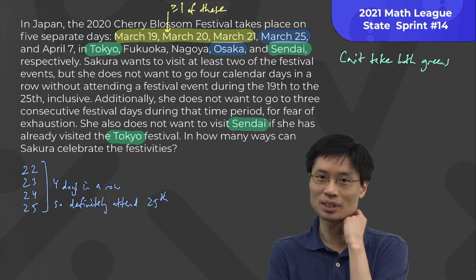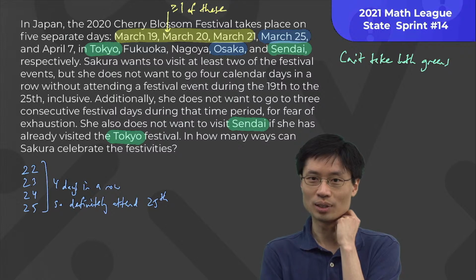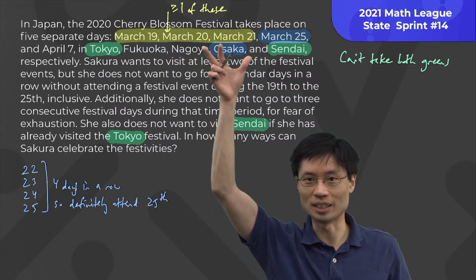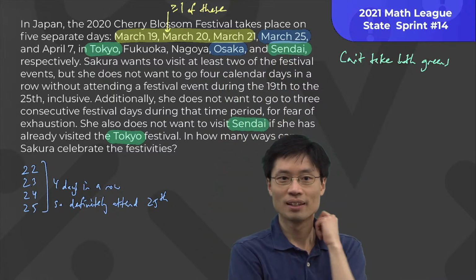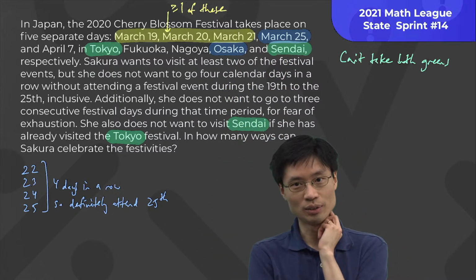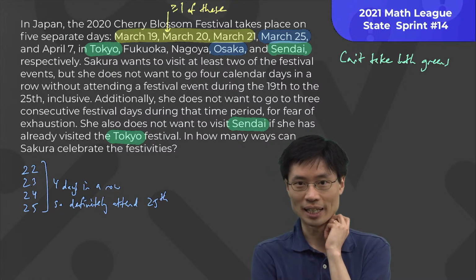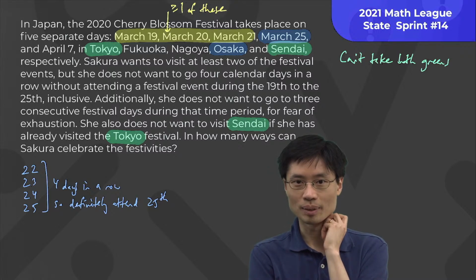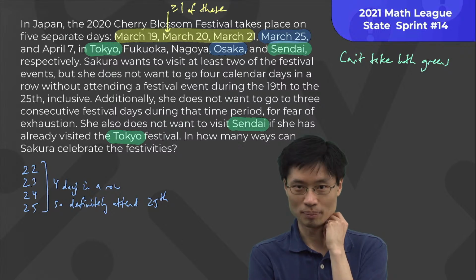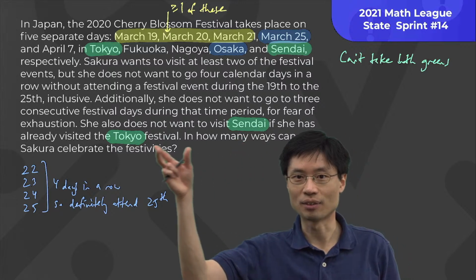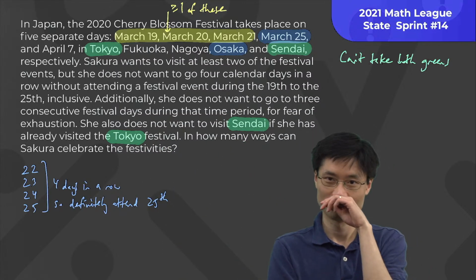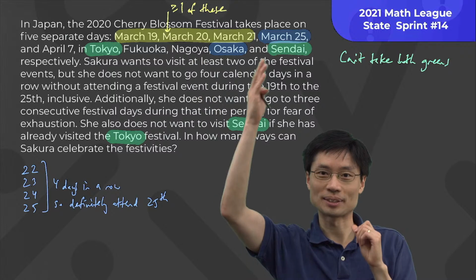So I'm going to guess that 3 consecutive festival days just means we don't want 3 of these. So we can't, for example, have 20, 21, and 25. I'm still continuing to puzzle through what we have here. As I'm looking at this, for sure there's the 25th, and I need to have at least 1 other day picked in this whole thing. And there's this last part about Sendai if already visited the Tokyo Festival. I need at least 1 of these other ones.